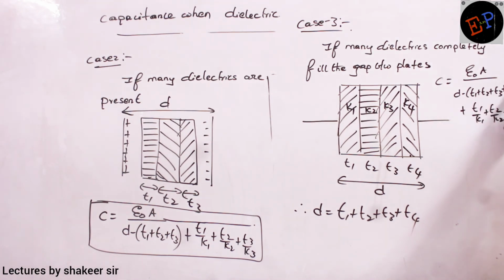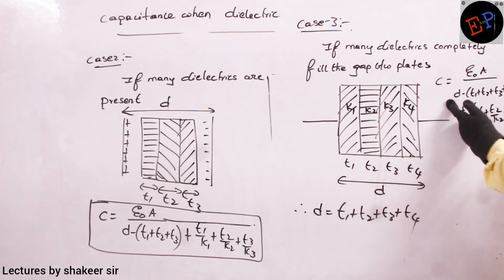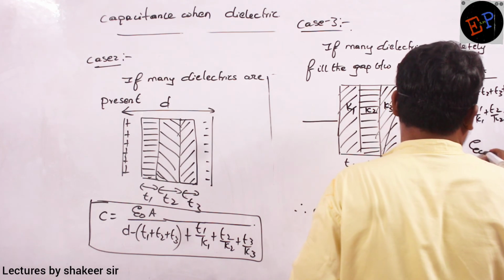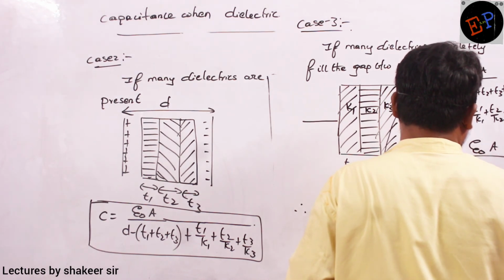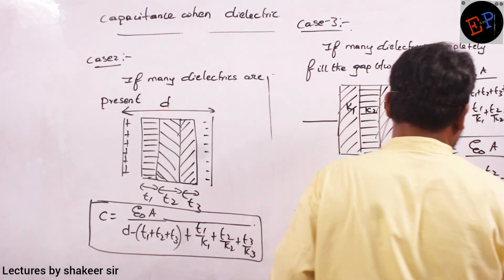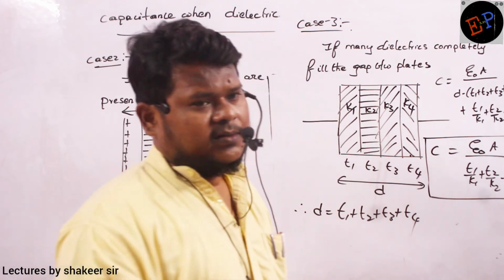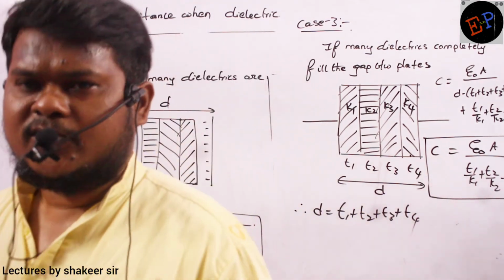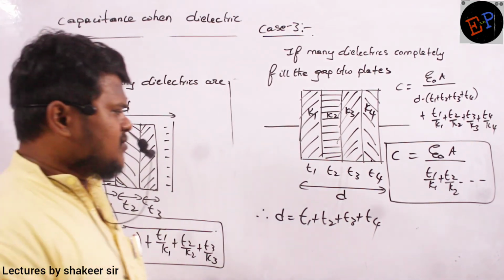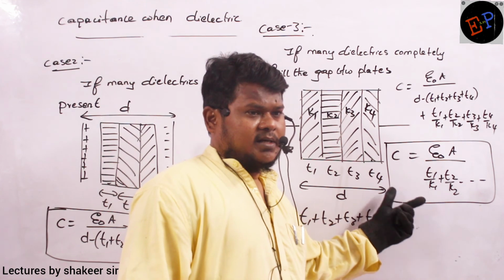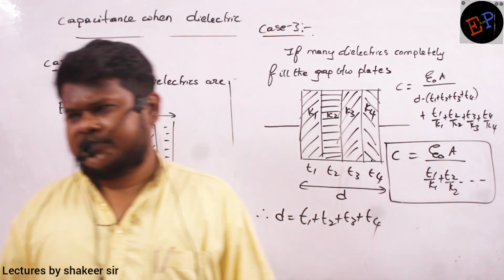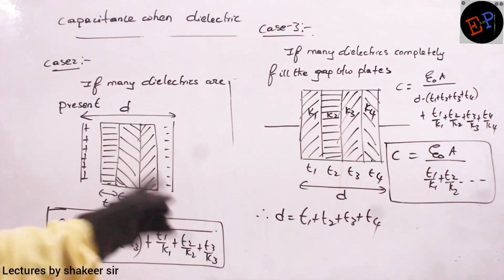T1 plus T2 plus T3 plus T4 is equal to what? D only. So D minus D is 0. So therefore, what is the final capacitance? Epsilon naught A divided by T1 by K1 plus T2 by K2, and it goes on like this for any number of insulators. Okay, 4 insulators, 10 insulators, 20 insulators, whatever may be the number of insulators, you can use the same formula. But this is for which condition? Dielectrics should completely fill the gap between the plates. There should be no gap. Then you can use this condition.